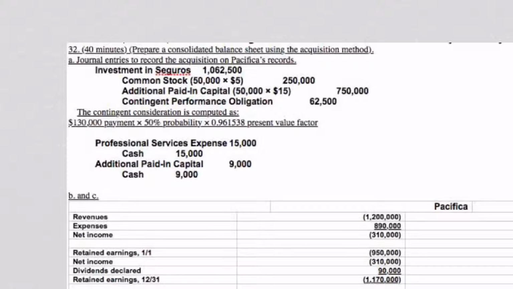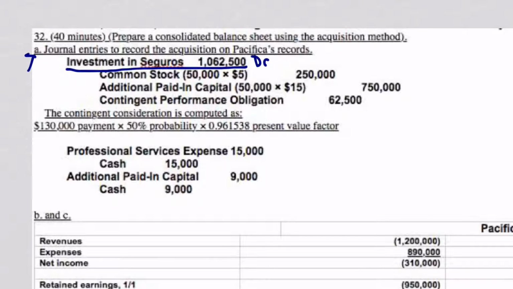Here is the textbook's approach to the answer to the problem. Let's do the first part, which is the A, to answer the journal entry. Certainly, a debit to the investment account has to make sense. It's an asset that's going to be owned by the acquisition company, the parent company, Pacifica. It's an investment. Yes, it's 100%, which means consolidation, because obviously at 100% you have control, but it's still on the books of Pacifica only as an investment. The assets don't come over because the subsidiary continues to exist as a legal entity.